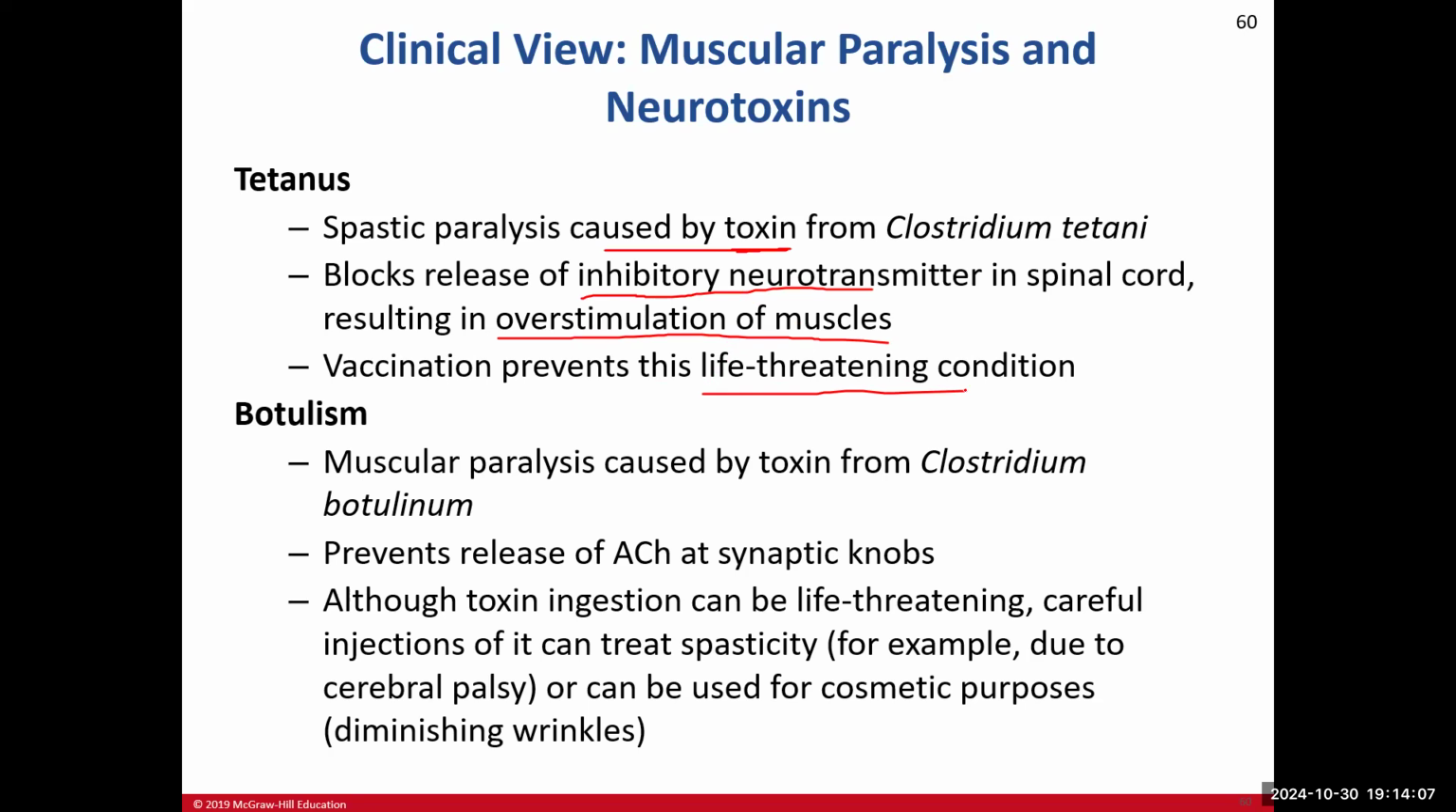I think it was every 10 years for the booster for the DTaP. That's the one I don't like because my arm feels like someone punched me in it repeatedly for an hour, because it's sore for 3 days afterwards. So that's tetanus.